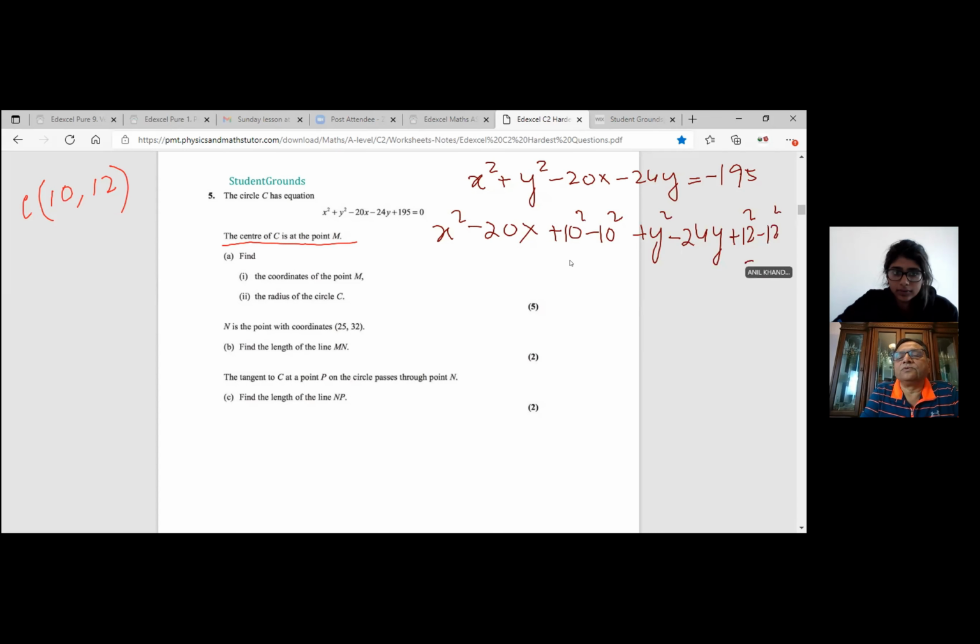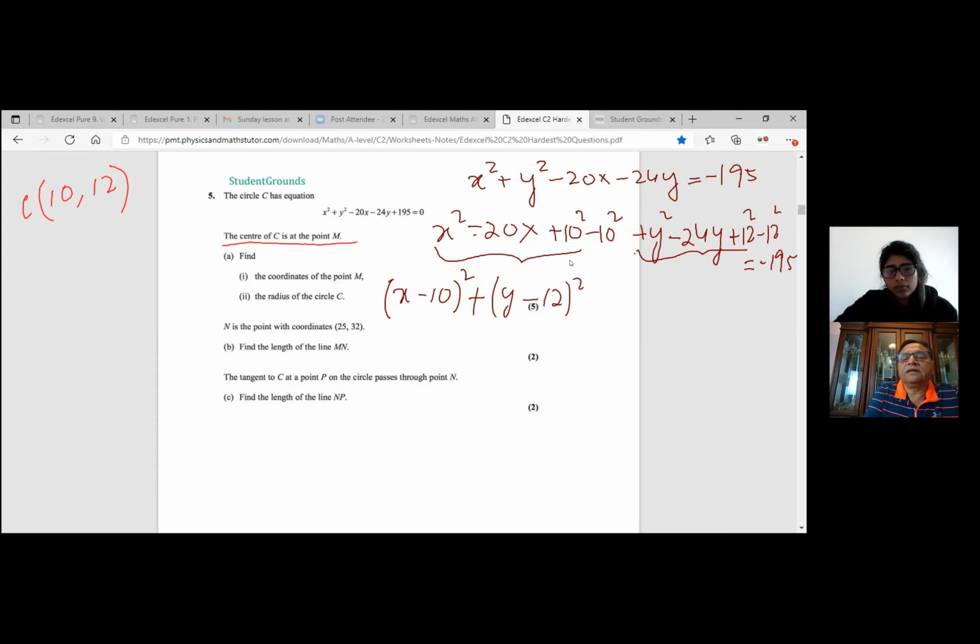And that is equal to minus 195. Clear? Now, these 3 terms here form a perfect square. Similarly, the other 3 terms form a perfect square. So we get (x minus 10) whole square, because this sign is minus, plus (y minus 12) whole square. And those two, minus 10 square and minus 12 square, I'm taking to the right hand side.